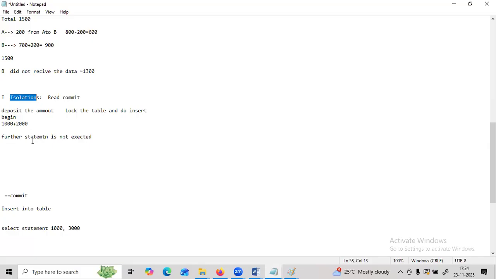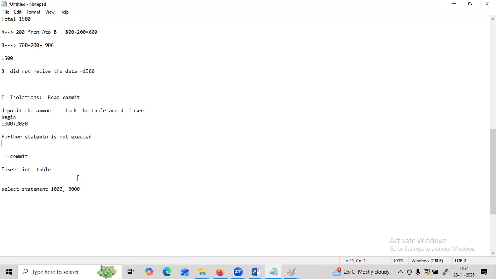And the last one is D. D means durability. Durability means once you hit the commit, the data has to be stored permanently in the data disk. So durability is nothing but the data being stored permanently. When you click commit, the data has to be committed.